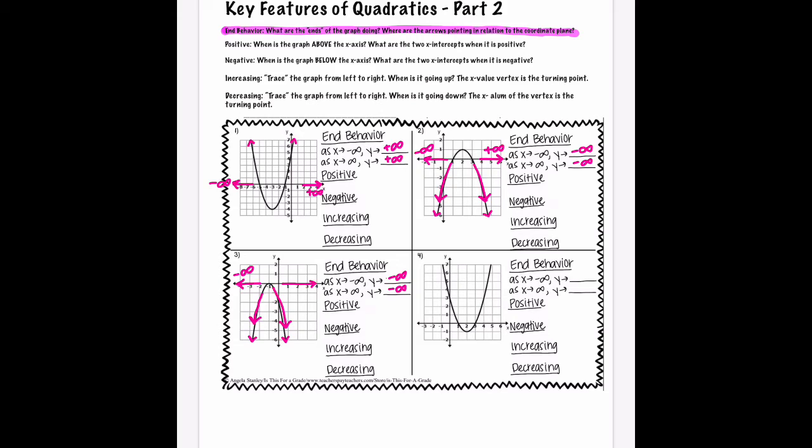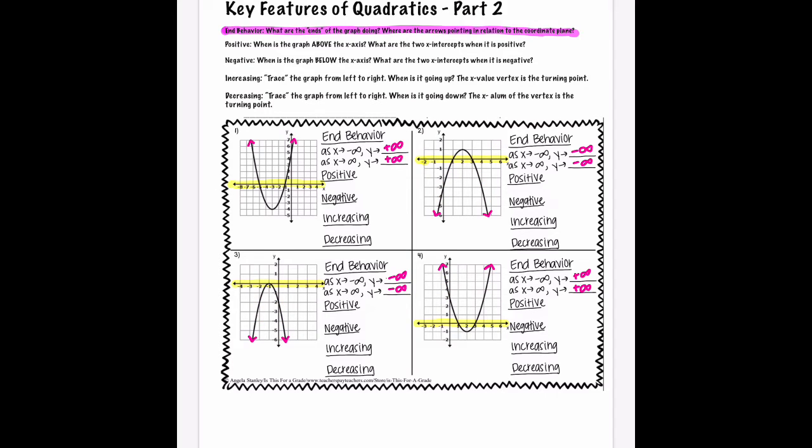Then example number 4. As we move to the left, or as x goes to negative infinity, what is the graph doing? It is going upward, so y is going to positive infinity. Now I want to note that you might not always see the plus sign there. That's okay. If there isn't a plus sign, it's still understood to be positive unless it has a negative in front of it. So from the vertex, as we move to the right on the x-axis, or as x goes to positive infinity, this graph is going upward, so y is going to positive infinity.